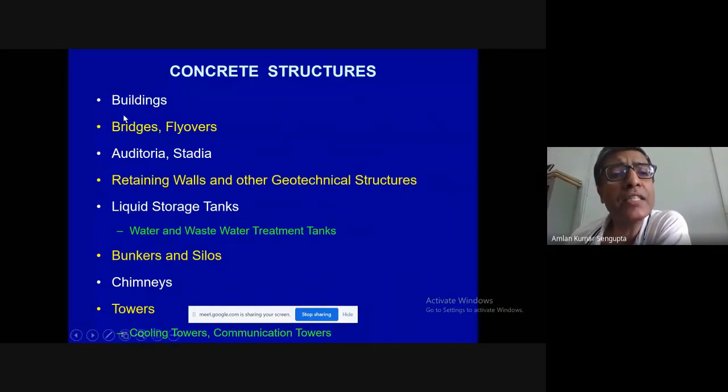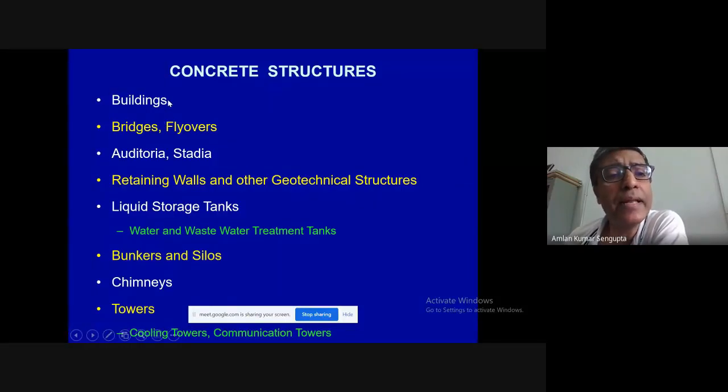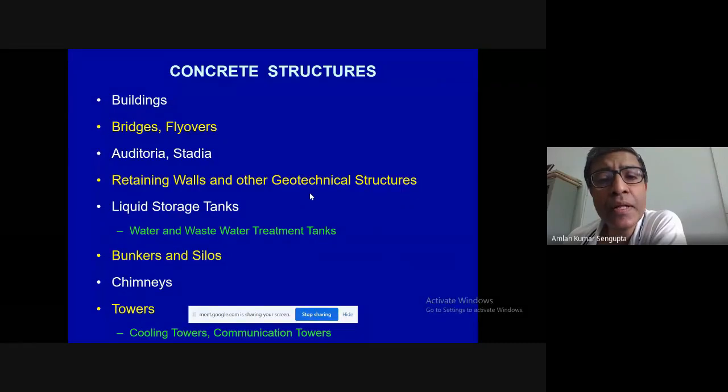The first type of structures which we have already seen is buildings. Then we are seeing the bridges. The flyovers actually come under bridges. We can have big enclosed spaces like auditoriums and stadiums. The retaining walls are special structures which are used for soil pressure. They are termed geotechnical structures.